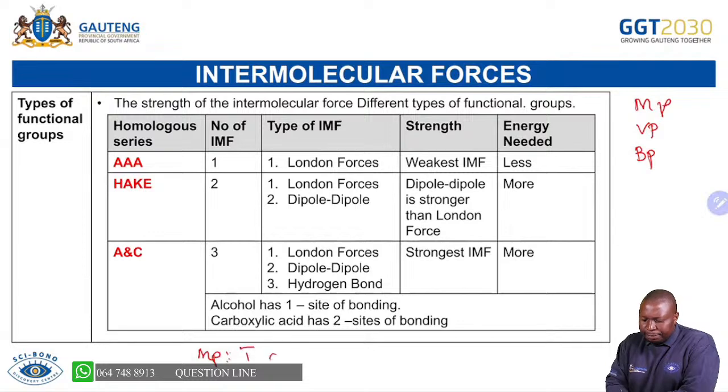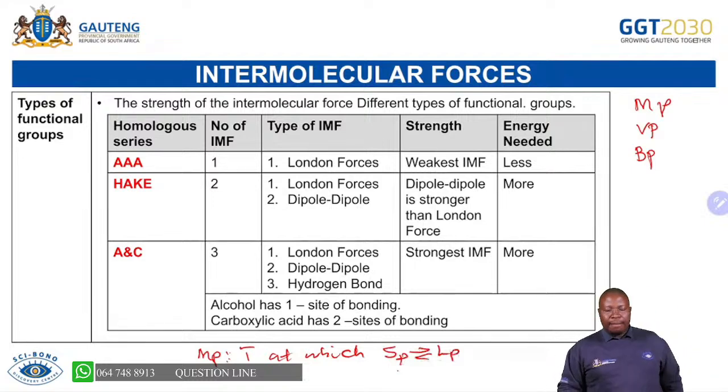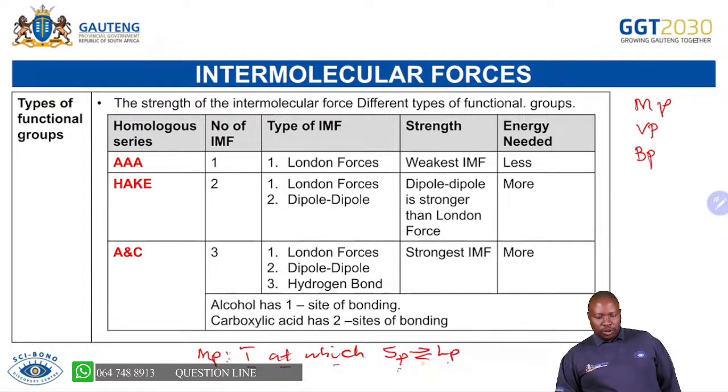It's a temperature at which, write everything in full, the solid phase and the liquid phase are at equilibrium. The solid phase and the liquid phase are at equilibrium. Please remember, we write in full: melting point is a temperature at which the solid phase and the liquid phase are at equilibrium.